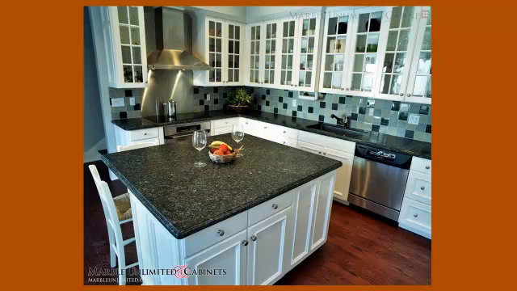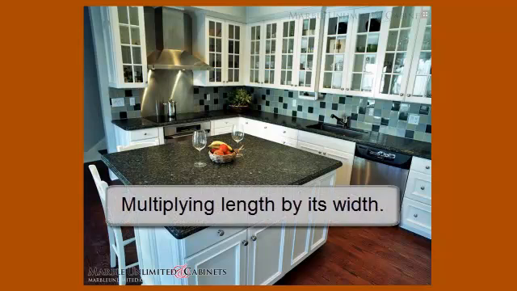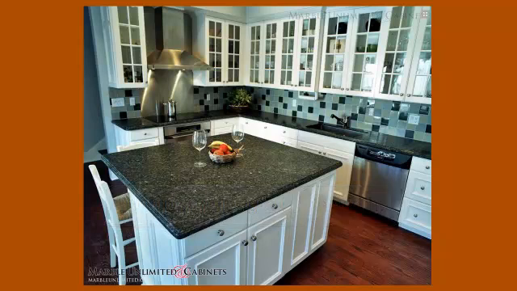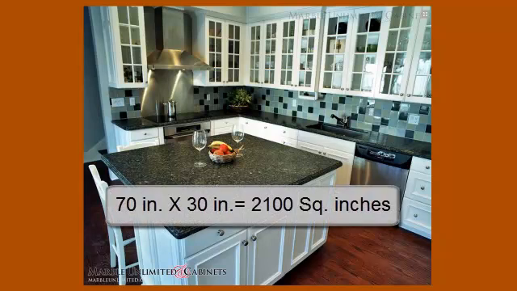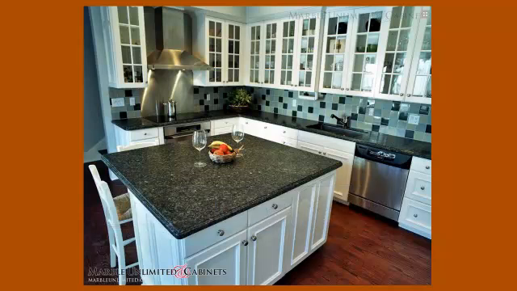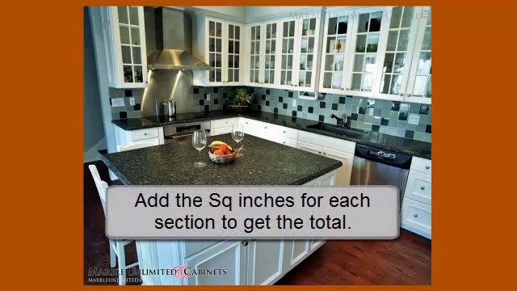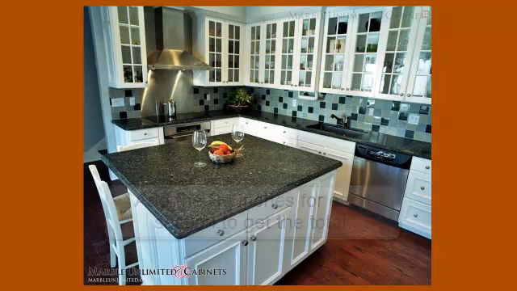Now it's time to calculate your square inches. You do this by multiplying the length of each section by its width. So, let's say for example, this section's length is 70 inches and its width is 30 inches. We'll multiply 70 times 30 and come up with 2,100 square inches. Add up the square inches for each section of your project and you've come up with your total square inches.